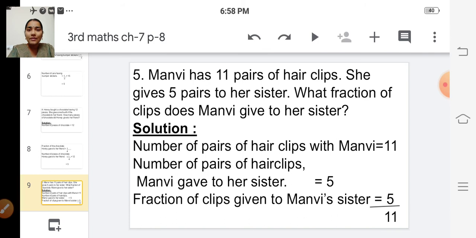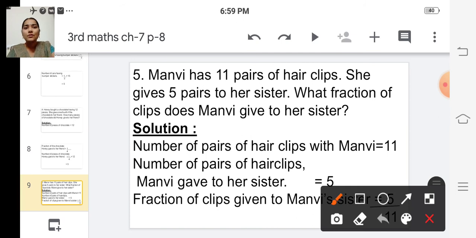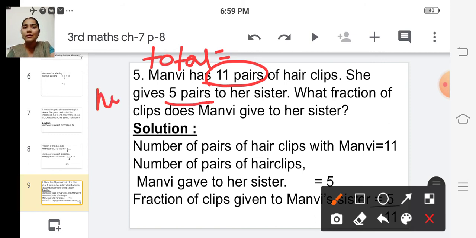So in this problem, they have given the number and they have asked the fraction. Isn't it? See, look at the question carefully. Manvi has 11 pairs of hair clips, so the total number is 11 pairs. She gives 5 pairs to her sister. So they have given the number of pairs of clips, and they have asked the fraction of clips she gives to her sister.